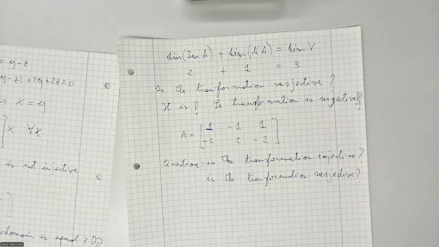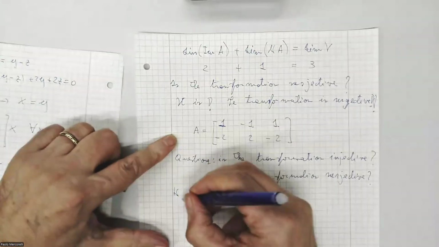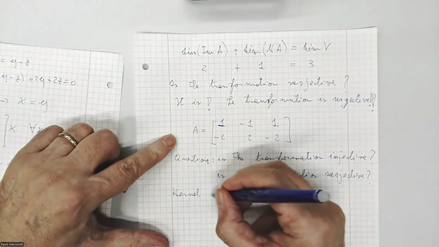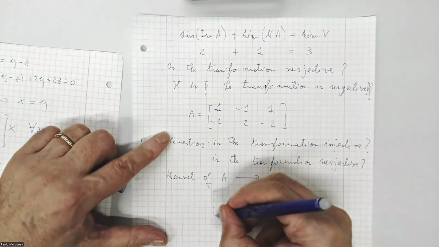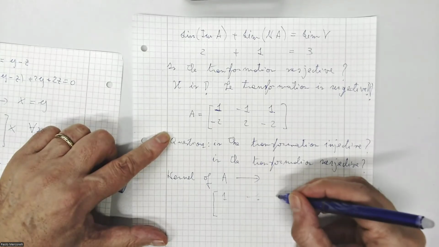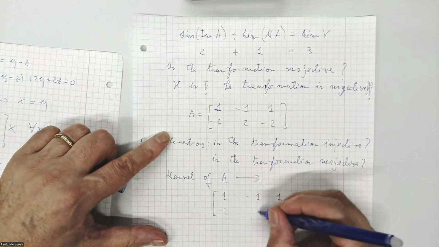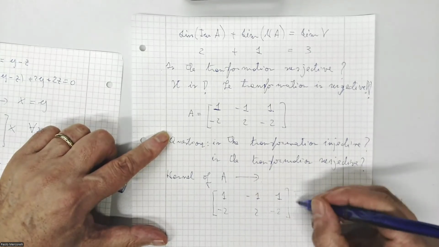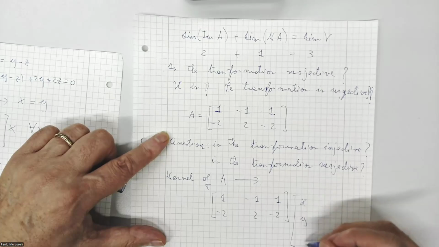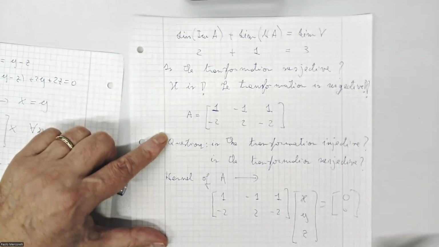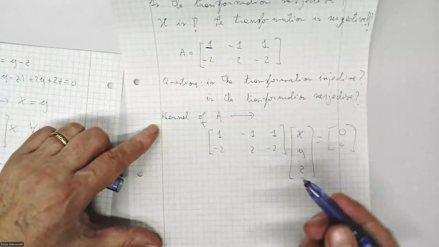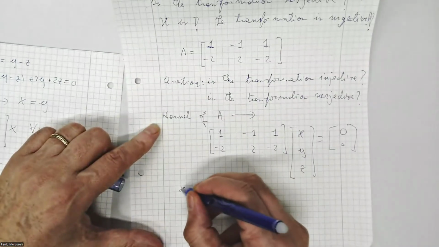Kernel of A. Okay, the kernel of A in accordance with the definition is this. The calculations are equal to before, equal in the sense of conceptually, no?